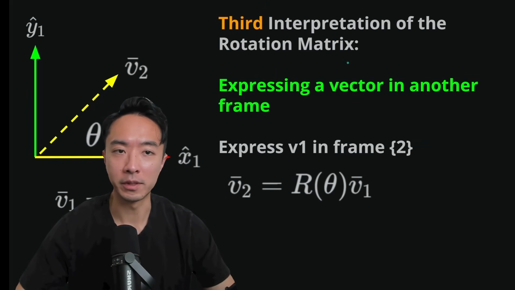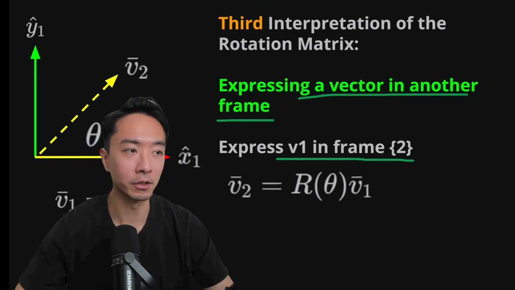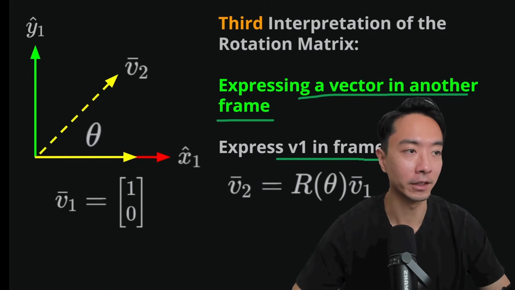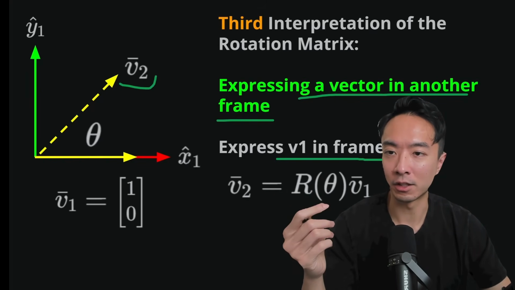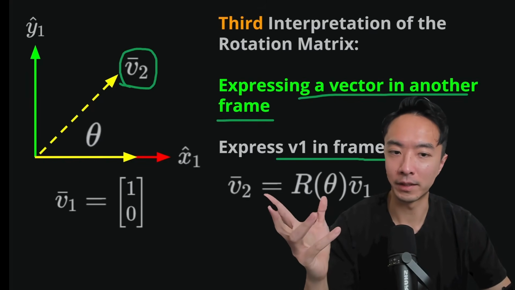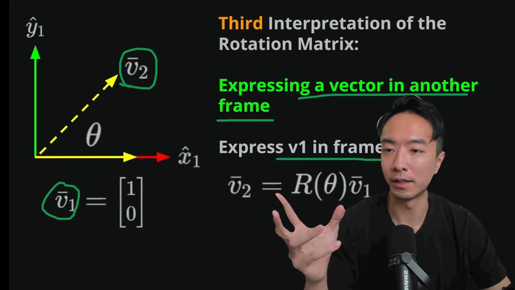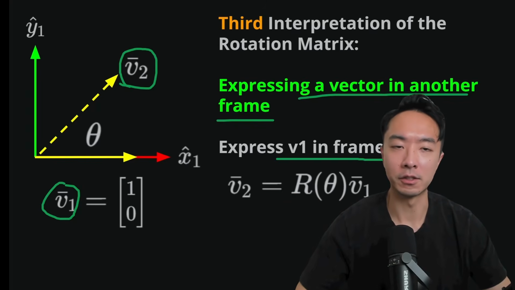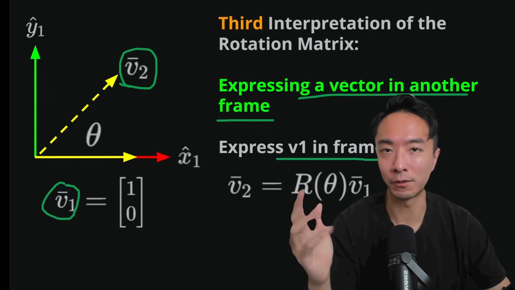Now, this third interpretation of the rotation matrix is expressing a vector in another frame. So when you want to express v1 in frame 2, that's another way you can look at it. So here, if we look at our same vector, it's the same idea. Instead of rotating it, you're just saying, how can we describe this vector in a different frame? Or how do we express v1 in a rotated frame? So it's essentially the same idea. You're rotating a vector, but now you're viewing it from a different frame.